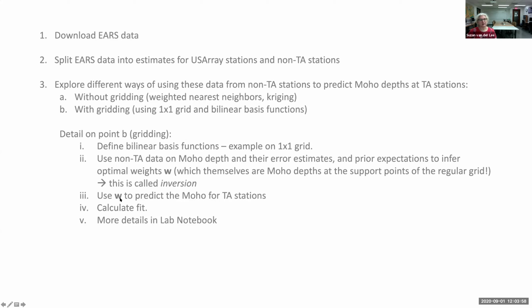And then we're going to use these weights to predict the Moho for the TA stations, or you are going to do that. You're going to calculate the fit. How good are these predictions? How much did you even need the Transportable Array? Could we have just mapped the Moho with all the other stations? Of course, it's a slightly false comparison because a lot of these other stations are actually part of USArray as well, except they're not called Transportable Array stations. Some of them were even installed afterwards. But it's a fun exercise to do.